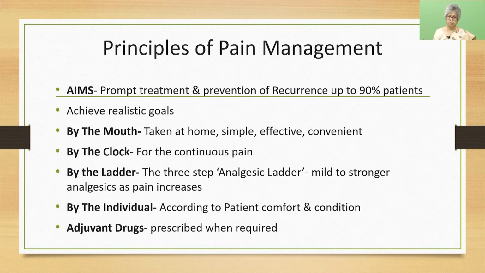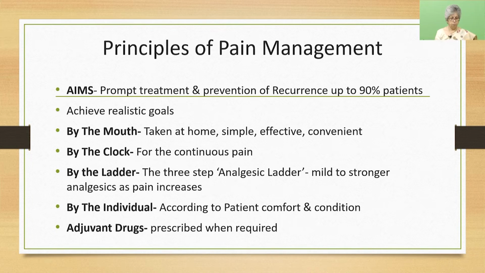Second is by the clock. Since cancer pain is almost continuous pain in almost all the patients, the drug should be given round the clock and not only when the patient feels pain. Third is by the ladder. You decide the severity of the pain and see which drug is recommended on the ladder, you give that drug, and the patient will be relieved of the pain.